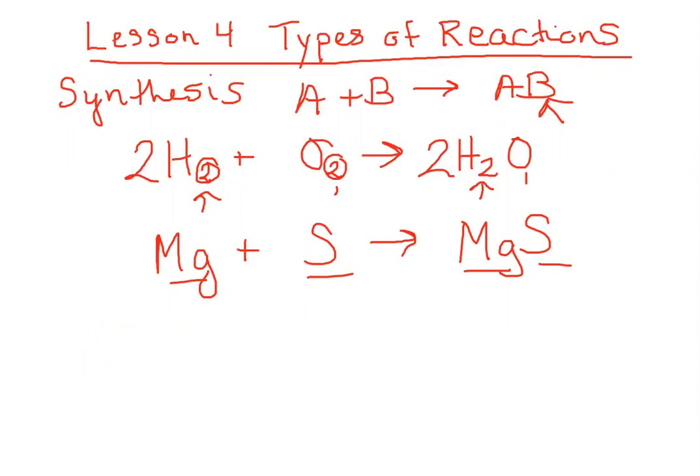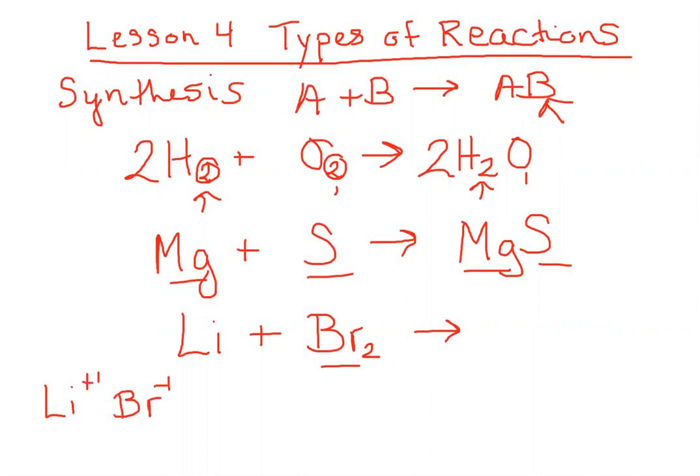And the next one is Li plus Br2. This is another diatomic element that always has 2s. Remember those 7 elements that made a 7 on the periodic table? That's one of them. So when we put those together, let's look on the periodic table. Li has a charge of +1. Br has a charge of -1. So together they make LiBr.